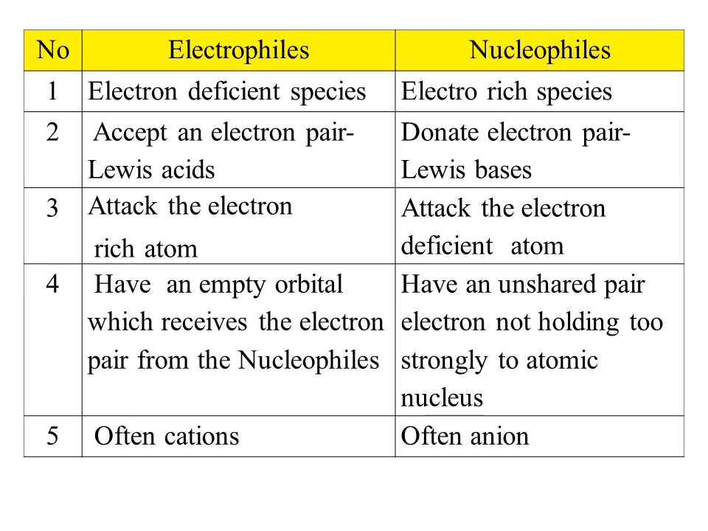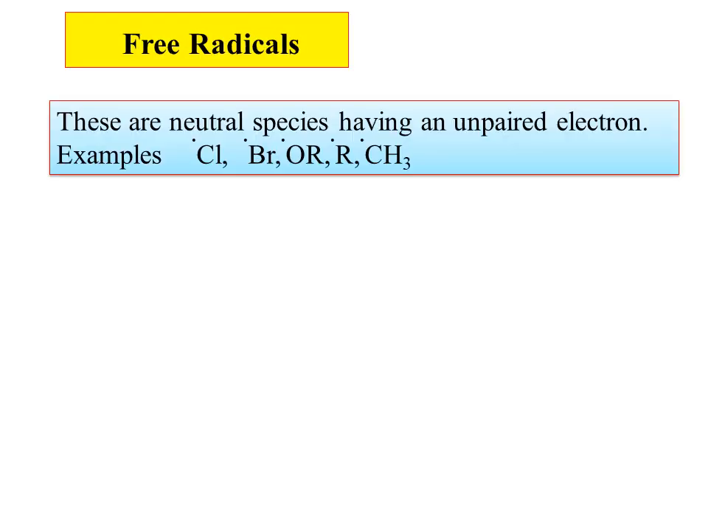Nucleophiles have an electron pair not held too strongly by the atomic nucleus, so they can easily give away the electrons, while to accept them the electrophile should have an empty orbital. Often nucleophiles are anions and electrophiles are cations. There are neutral nucleophiles and neutral electrophiles, but generally electrophiles carry a positive charge. We call them ions.